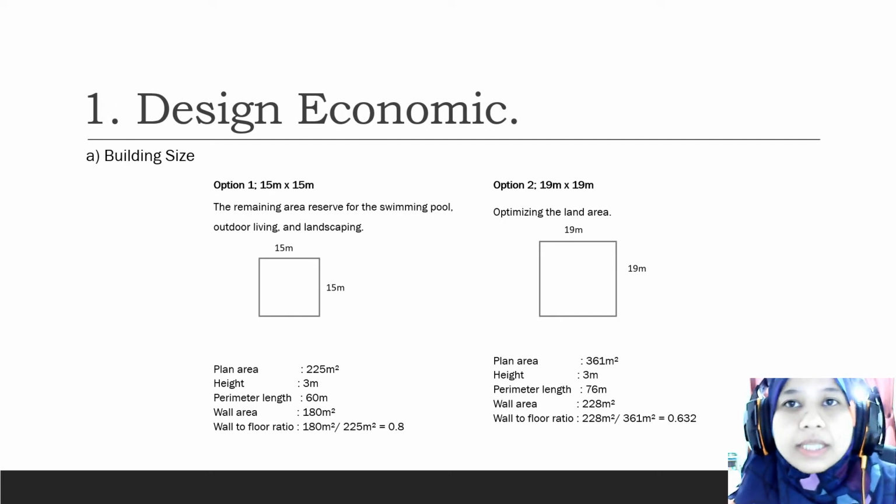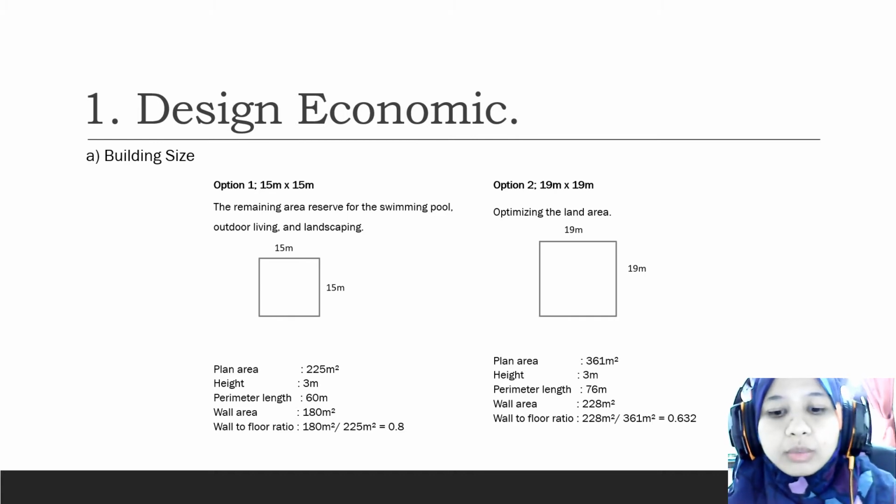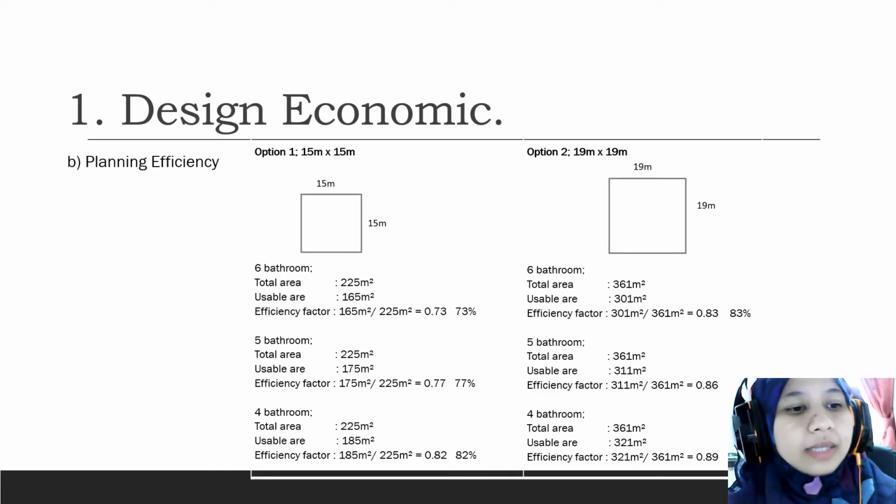From the design options, the building is more economical when the wall to floor ratio is lower, which means that the building is more economical when the size is bigger. It is because we can reduce the cost of material when we buy it in large quantity.